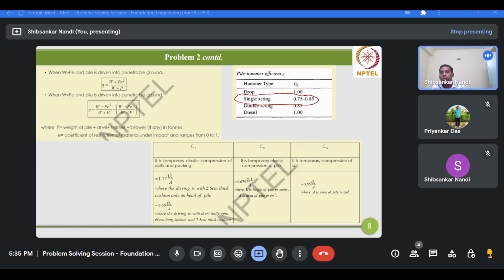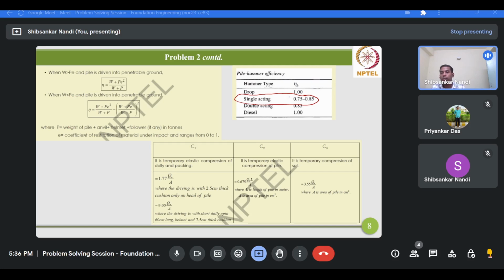Okay, now coming to eta, this eta can be calculated by using this equation. There are two equations. The first equation is applicable when the weight of hammer is greater than P times E. We will see what P times E is, and you have to use the second equation when the weight of hammer is less than P times E.